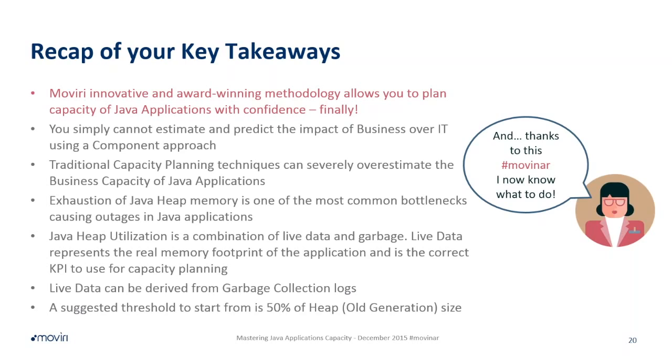Java Heap utilization is a combination of live data and garbage. Live data is what we need because it represents the real memory footprint of the application, and it is the correct KPI to use for capacity planning. Live data, luckily, can be derived from garbage collection logs, even though most monitoring tools and even leading APM solutions on the market today do not provide it. We also provided some suggestions in terms of sizing the threshold. So how much memory demand can we extract out of a JVM instance? Our suggestion for business critical applications is to start from 50% and increase from there.